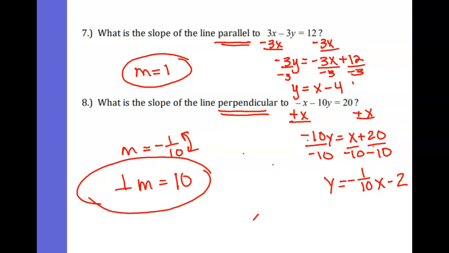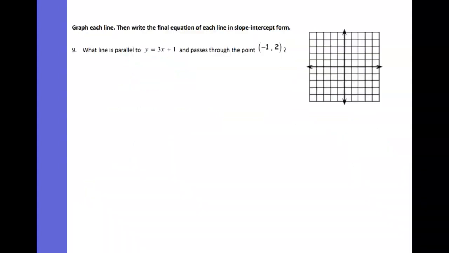All right, so now let's try to graph a few of these to see what they look like. It says graph each line and then write the final equation of each line in slope-intercept form. So what line is parallel to y equals 3x plus 1 and passes through negative 1, 2? Well, let's start just by graphing 3x plus 1.